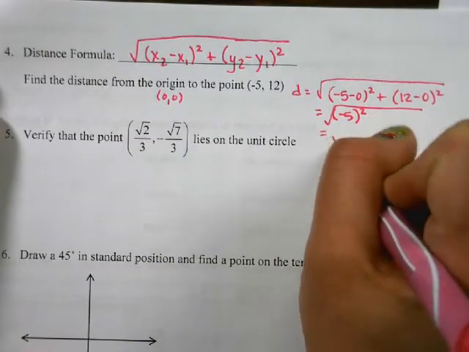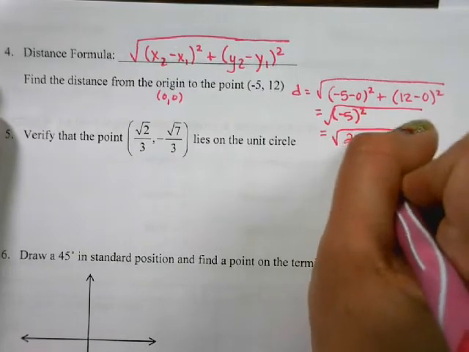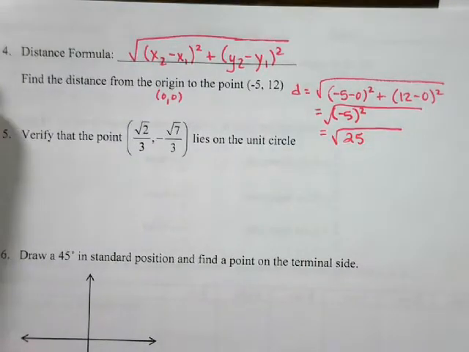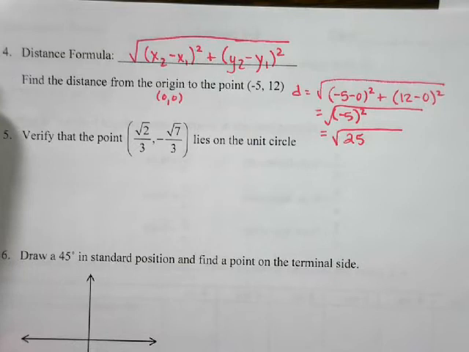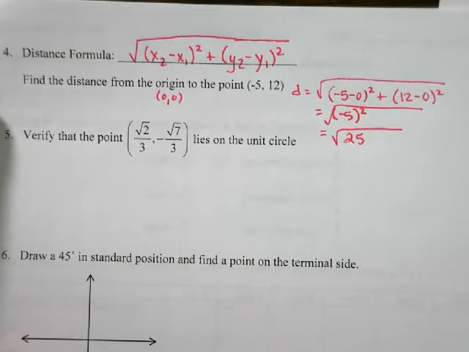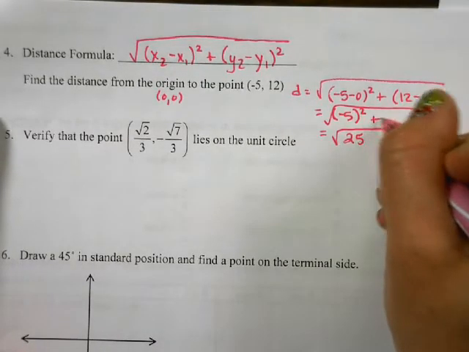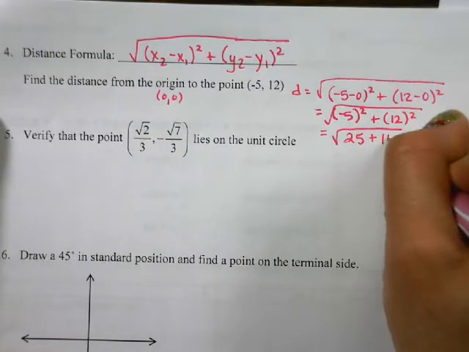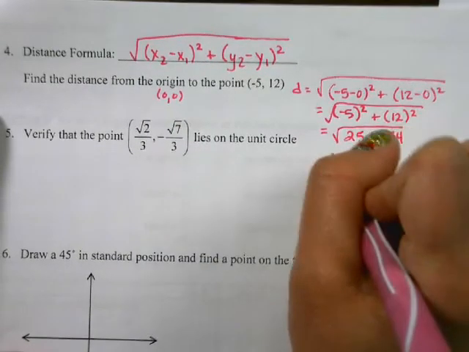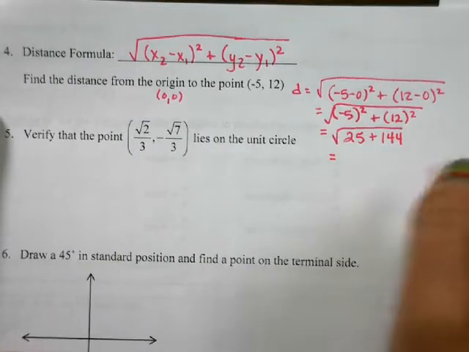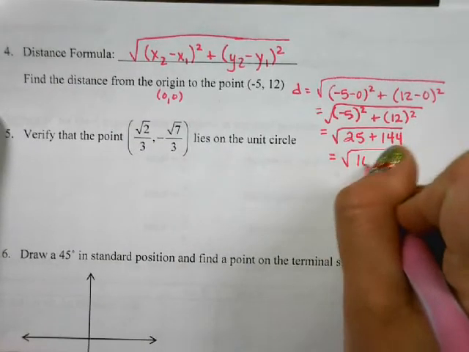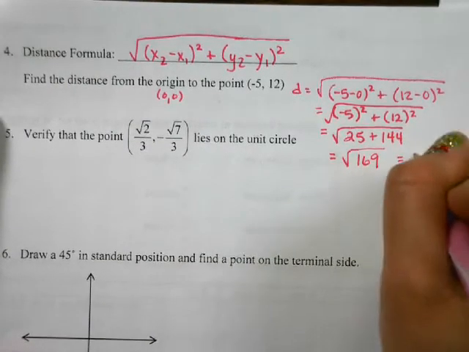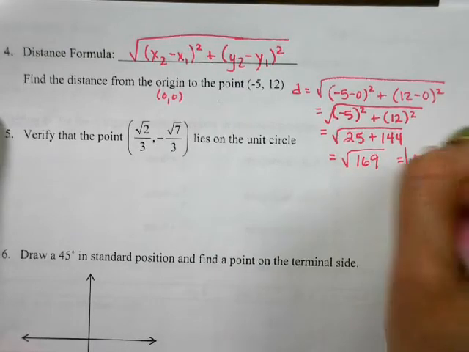Should I ever get a negative number under my square root? No, because I'm squaring them. You can't have an imaginary length. I can't have a negative length. Remember, we're doing distance. All right, 12 minus 0 is 12. 12 squared is 144. 25 plus 144 is 169. The square root of 169 is 13.